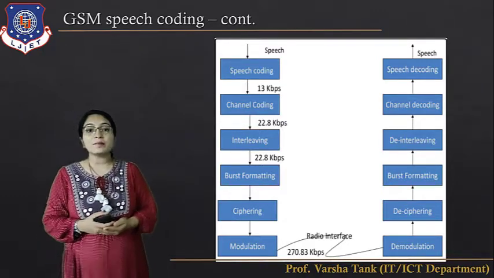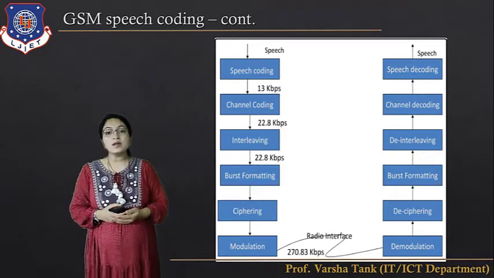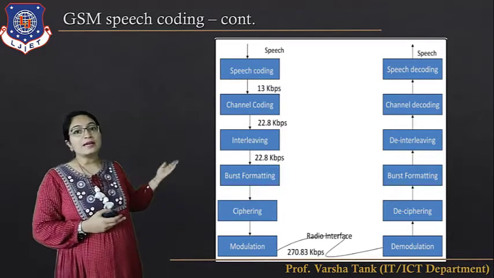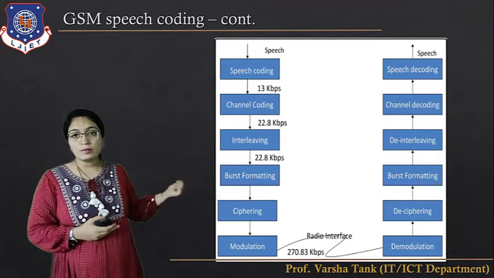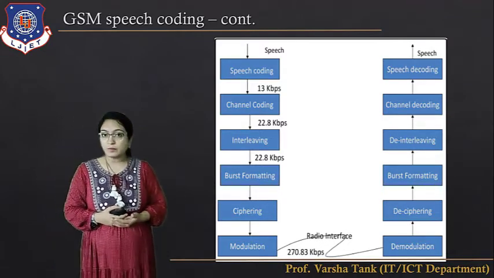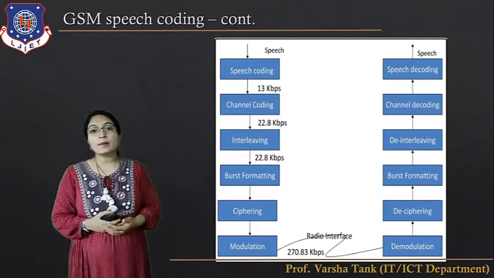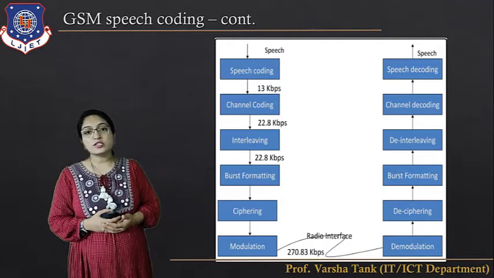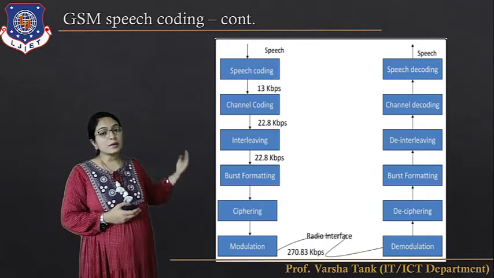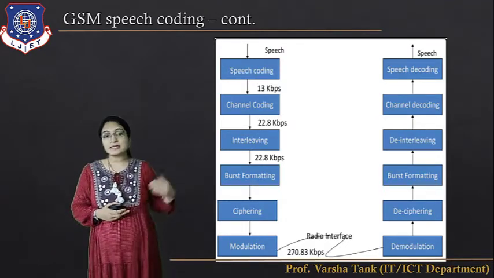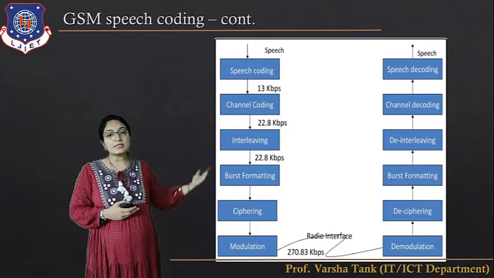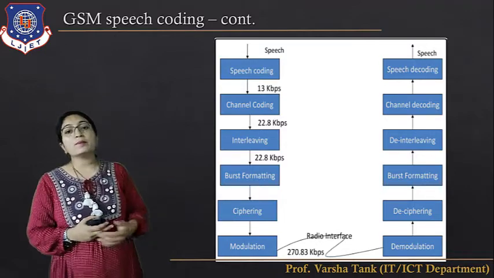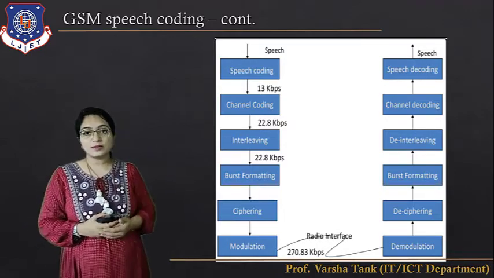What are the steps performed in the GSM speech coding? The first step is speech coding, and after that the channel coding is performed. After that interleaving is performed, and then the burst formatting. After that ciphering, and then the modulation. Let's see each of these steps in detail. Whatever steps are performed at the transmitter side, the same steps will be performed in reverse at the receiver side.